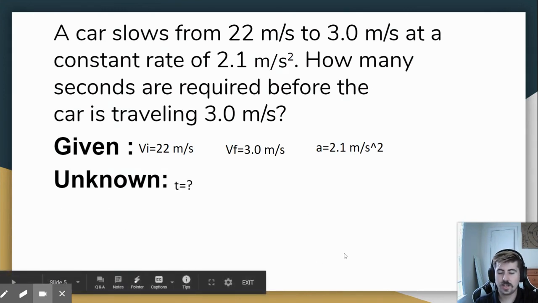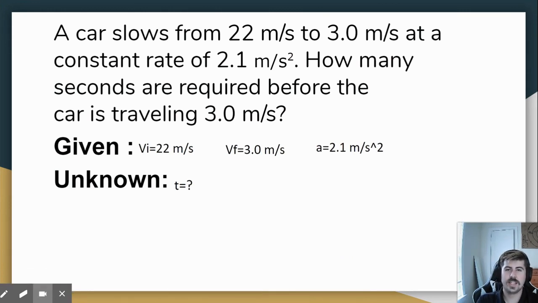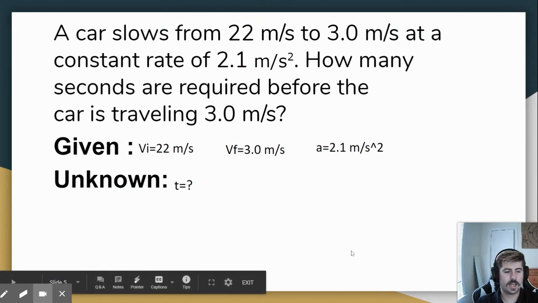So this is how you get the unknowns and the givens for these types of problems. Hopefully that helped you understand it a little bit better when we go in depth together.